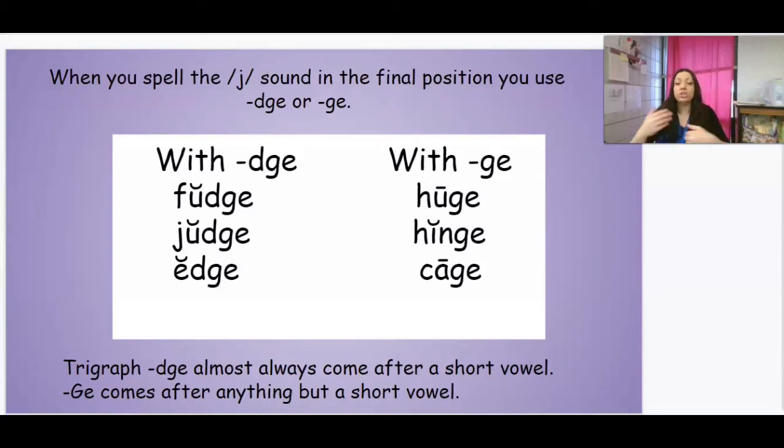Okay? Now, when you have the J sound in the final position, you can use D-G-E and say j, or you can use the G-E and say j. Now, we're going to look and see what we think. Are you ready? Look. Fudge, judge, edge. Every one of them has what?